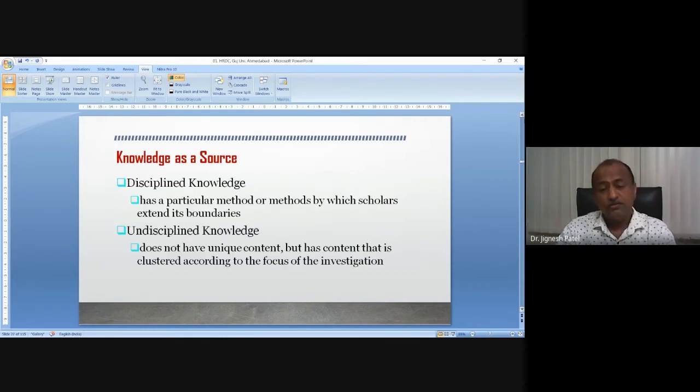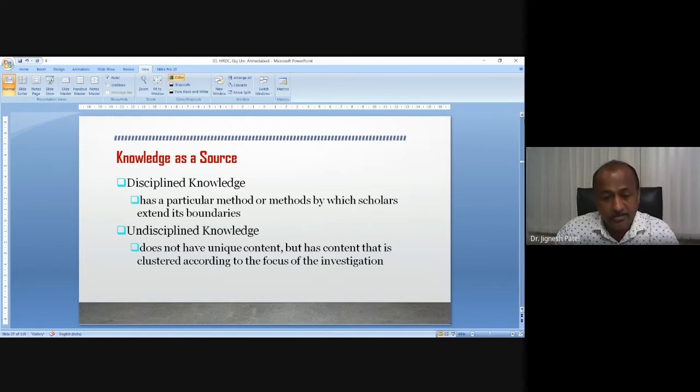Knowledge is a source. We have two different ideas: disciplined knowledge and undisciplined knowledge. Disciplined knowledge has a particular method or methods by which scholars extend its boundary. So talking about disciplined knowledge, we have to frame the knowledge in such a way that it extends the boundary. So it expands the knowledge again and again with the help of scholars.